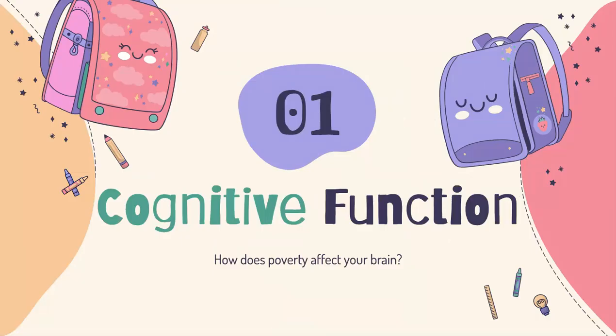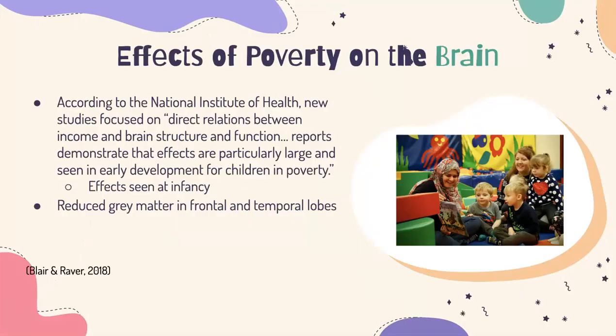And the first part I want to go over is cognitive function. Basically, how does poverty affect your brain? According to the National Institute of Health, new studies found direct correlations between income and brain structure and function. Reports demonstrate that the effects are particularly large and seen in early development for children in poverty, meaning that the higher the poverty level or the further below the poverty line, the more of a difference we're seeing in cognitive brain function and brain growth.